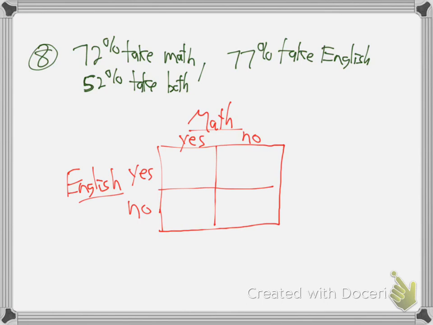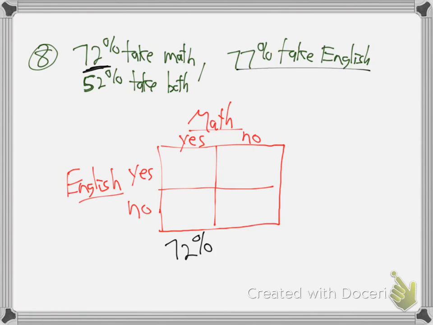So 72% take math. Good, yeah. That's the total, isn't it? That goes down here. That's the total amount that are yes to math. It can't go in any of those individual boxes because it's the total that are taking math. Remember that? We did one of these in the last section, huh? Just one. And then 77% are taking English.